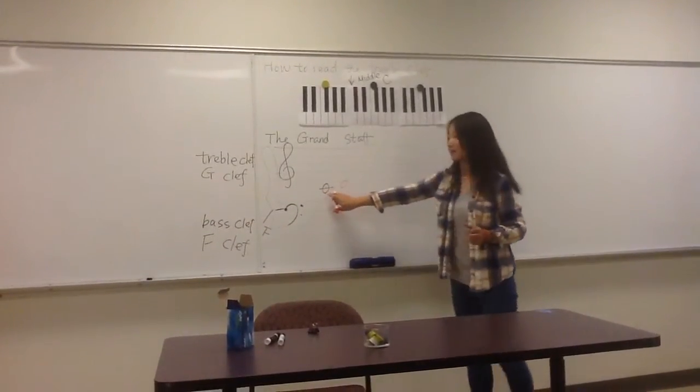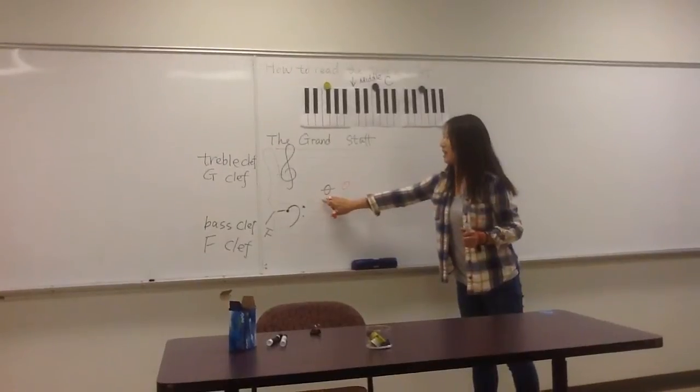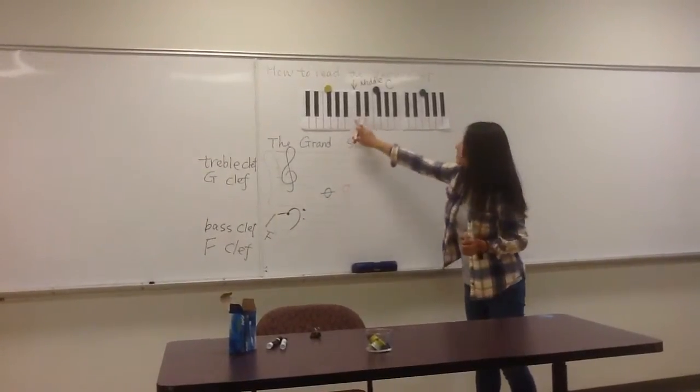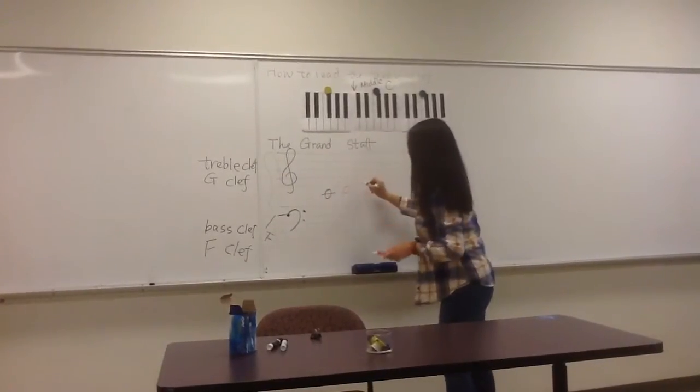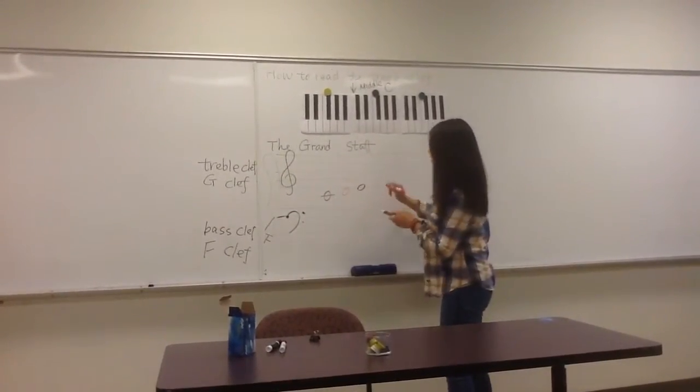Okay, so what is next? D is here, C is here, and what is next? C and D. Good. D. Okay, and what is next? E and F.